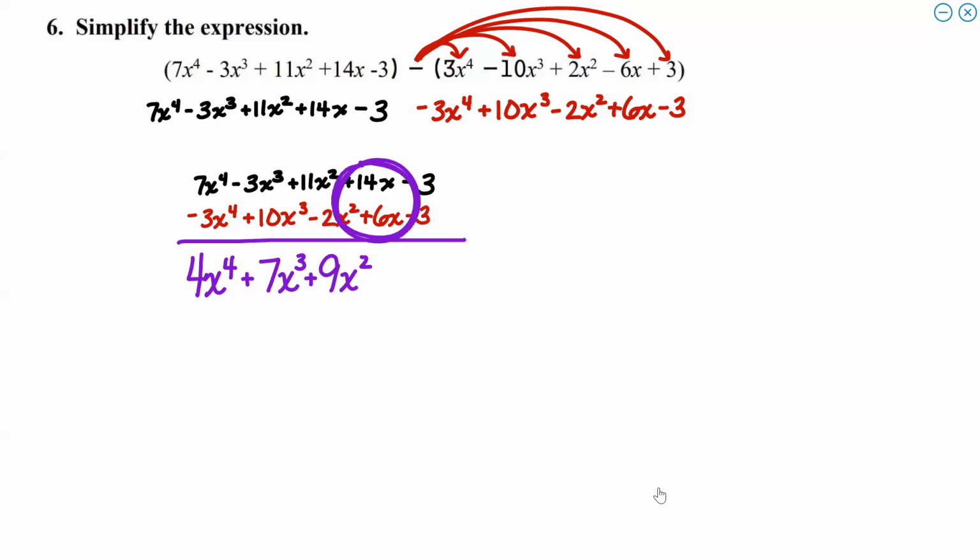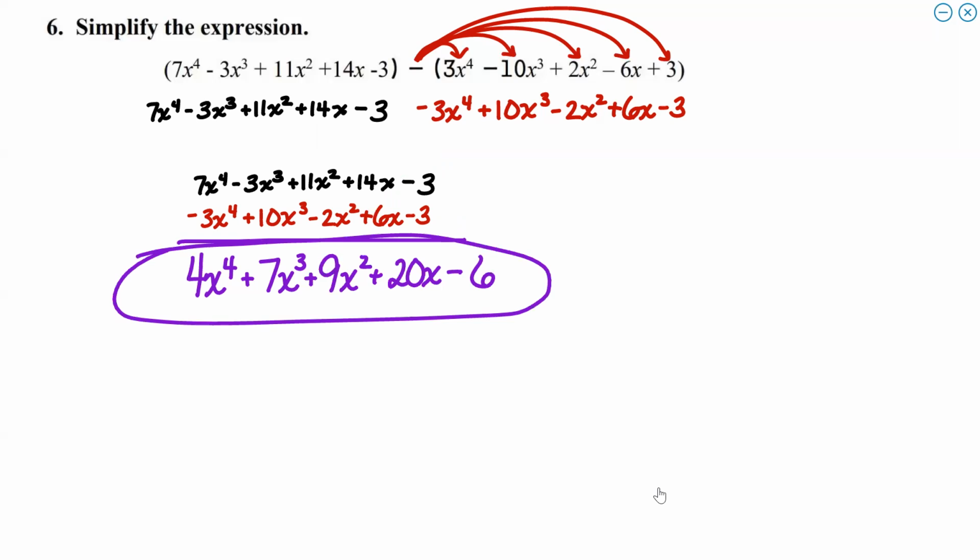14x and 6x. What do I get when I combine those two together? 20x plus or minus 20x? Plus. Anything else to combine? Negative 3 and negative 3. What happens when I combine those? Negative 6. What would give me a 0? If it was negative 3 and positive 3. But I have negative 3 and another negative 3. So this would be my final answer here. Yep, negative 3 minus 3 more.